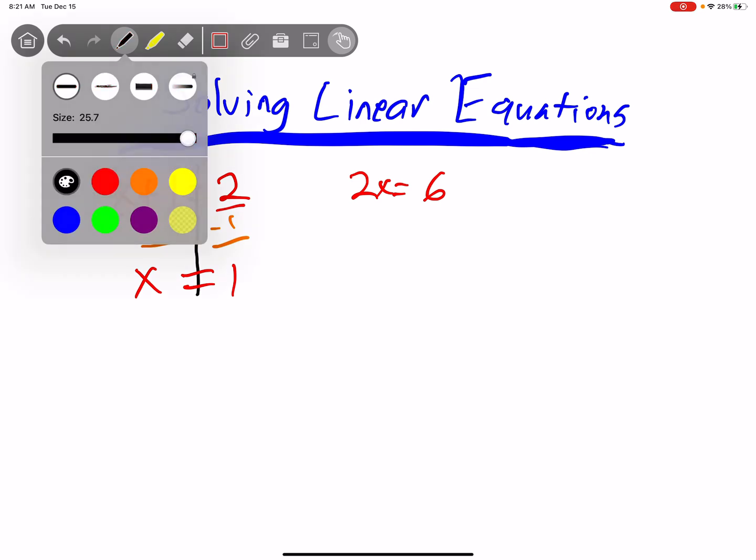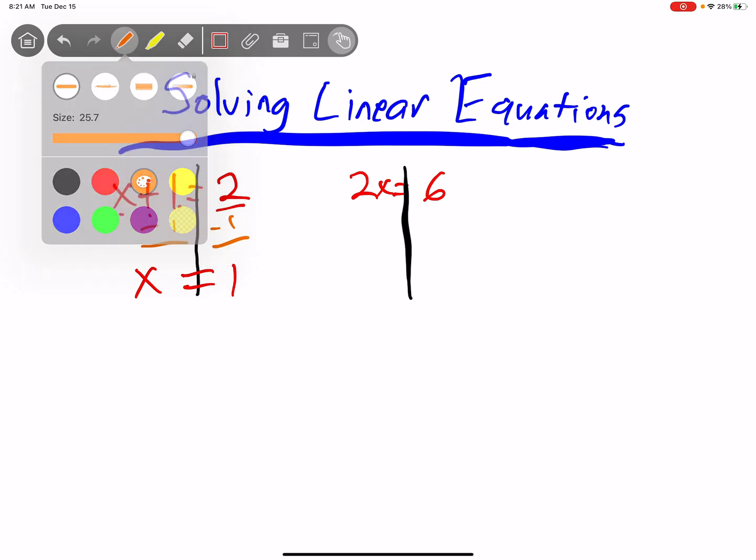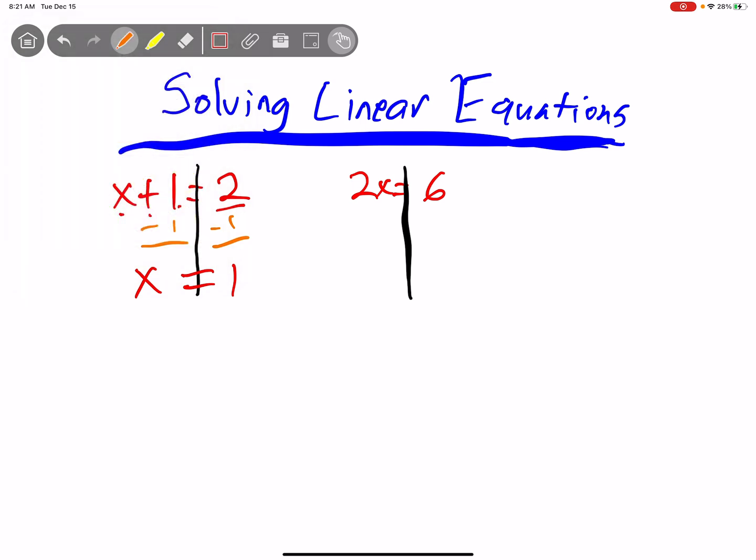Now in the second problem, this is a little different. Now we're actually multiplying 2 times x, which equals 6. So we have to do the opposite of multiplication, or the inverse of multiplication, which is division. If I divide, these cancel out. I'm just left with x equals 3, which makes sense because 2 times 3 equals 6. Okay, I can always check my answers when I'm solving linear equations by plugging back in what I got for x.